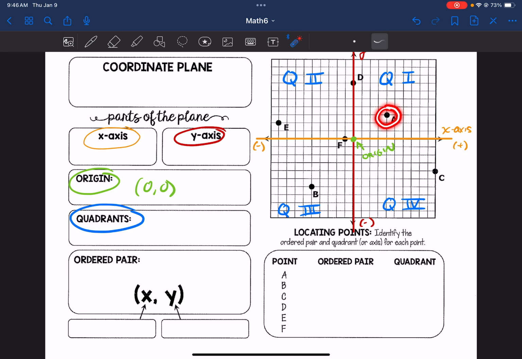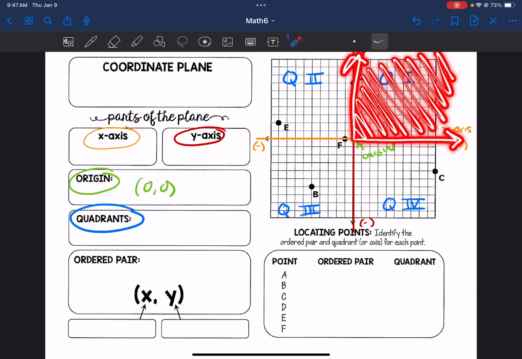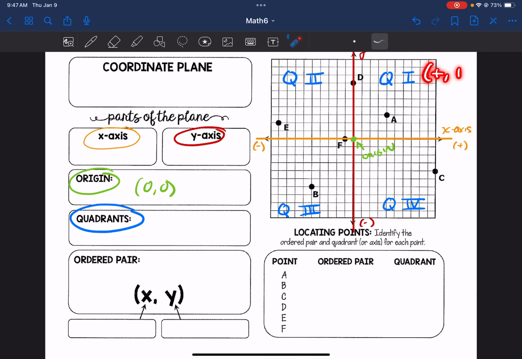So let's look at where A is. It's over here in quadrant 1. What I do know about quadrant 1 is that both numbers are going to be positive because this is going towards the positive. This is going towards positive. So everything in quadrant 1 is going to be a positive number, comma, a positive number. If you want to write that down in your notes, you can do that. But that's how you would read it.